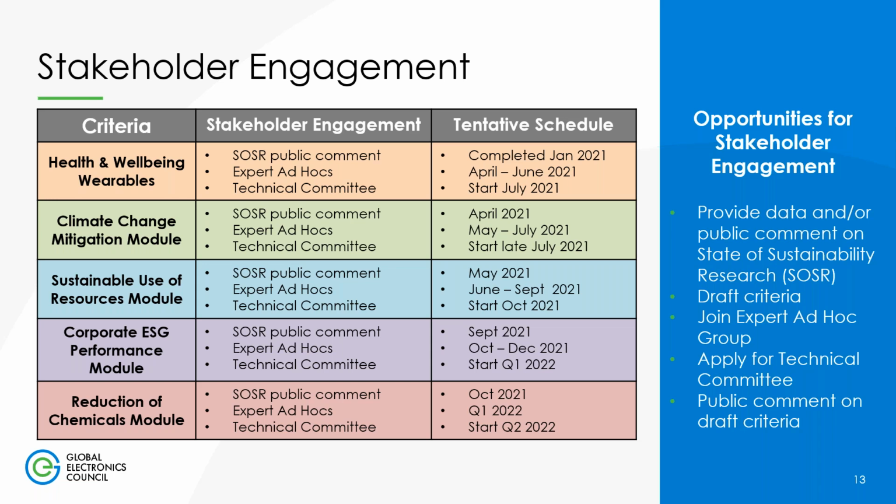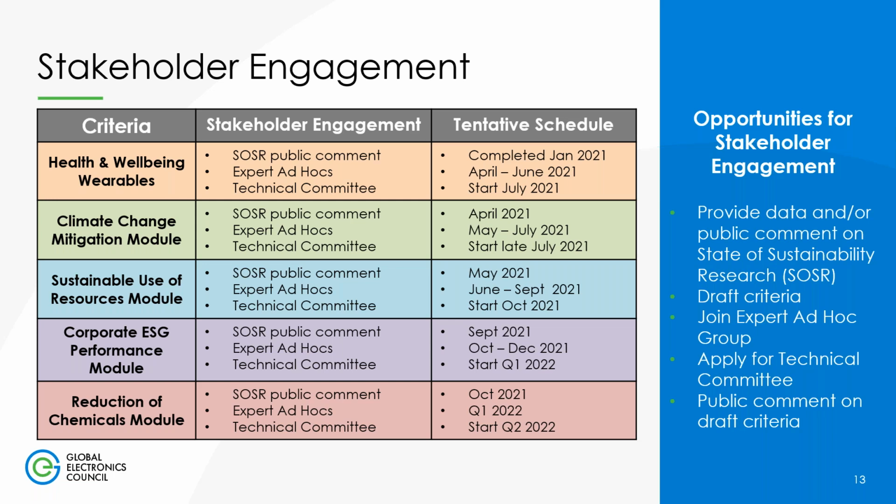Now you'll see that stakeholders can choose to participate in the state of sustainability research, public comment, drafting criteria, join an expert ad hoc, apply to be on a technical committee, and/or submit public comment on the draft criteria. So just note where it says technical committee, that would be both whether you wanted to apply to be a voting member of a technical committee, or the general time frame for when we would be soliciting public comment on the draft criteria.